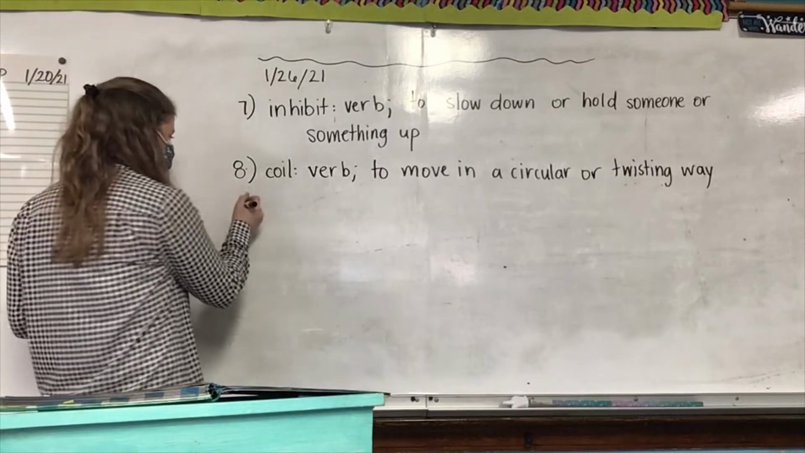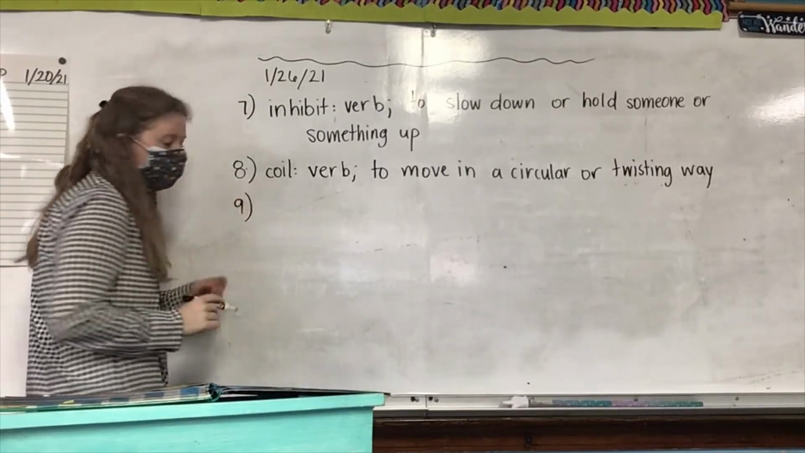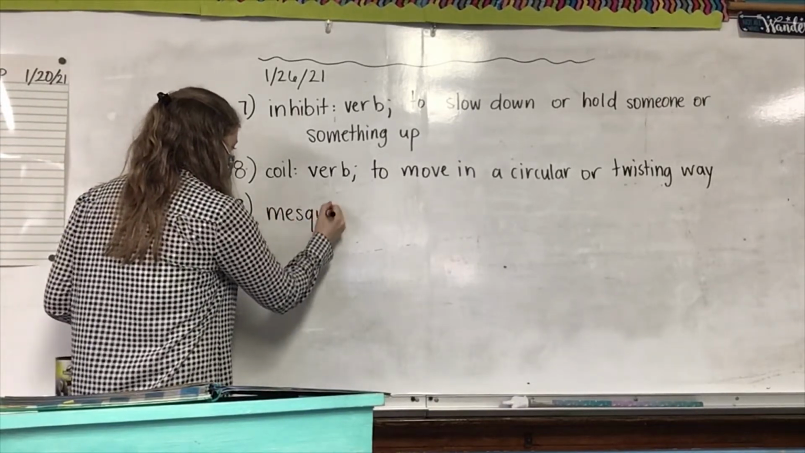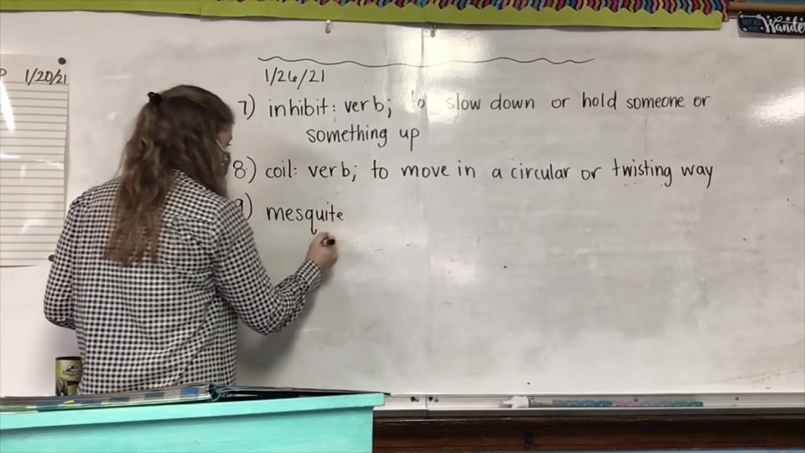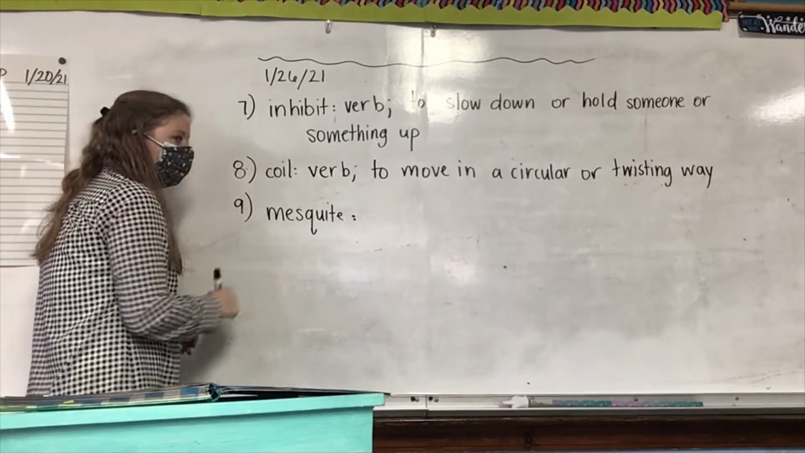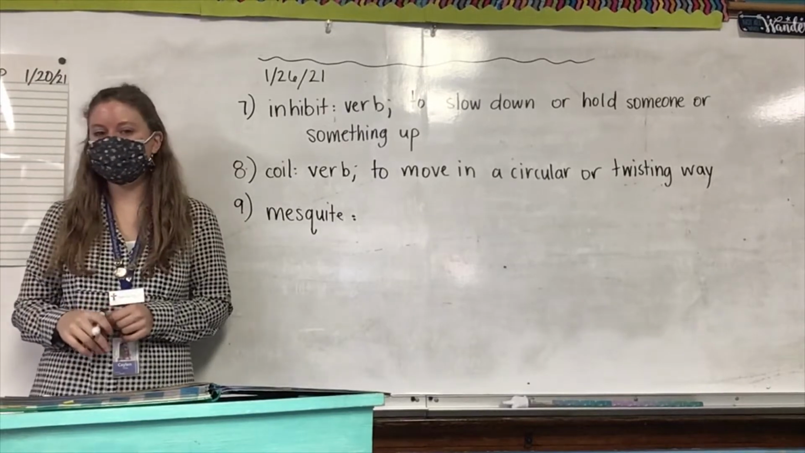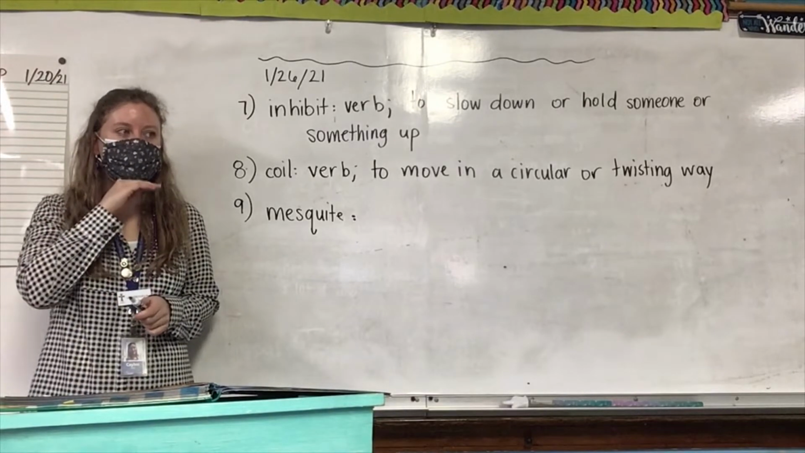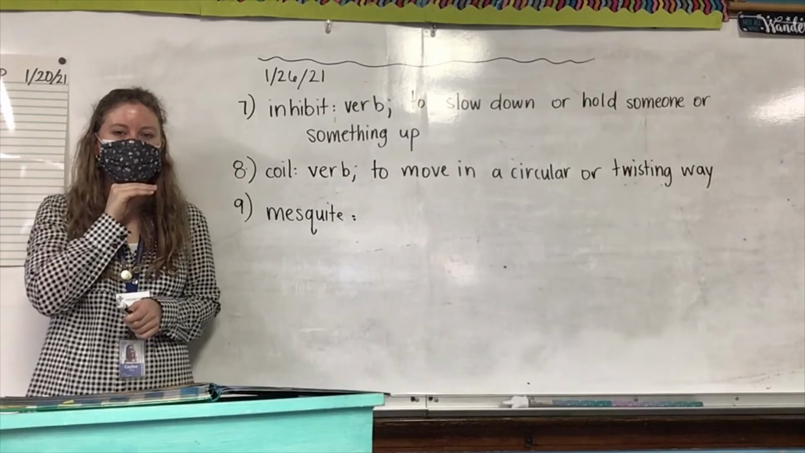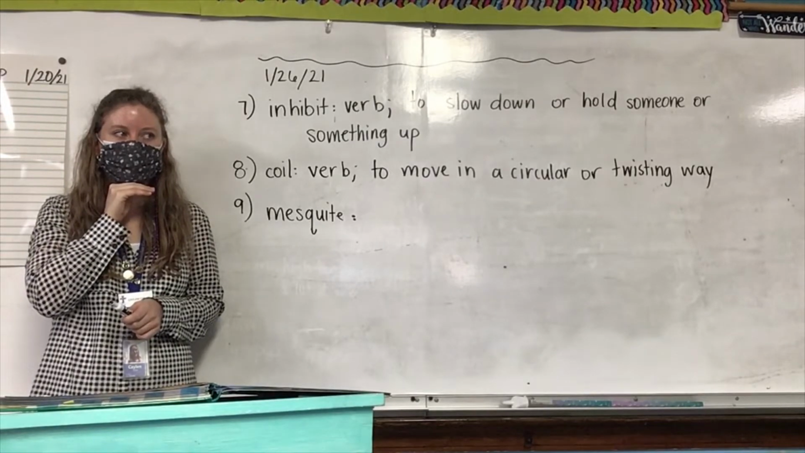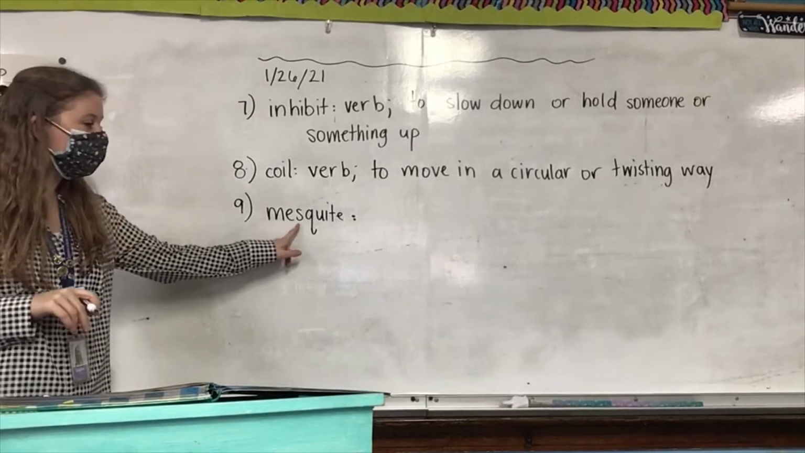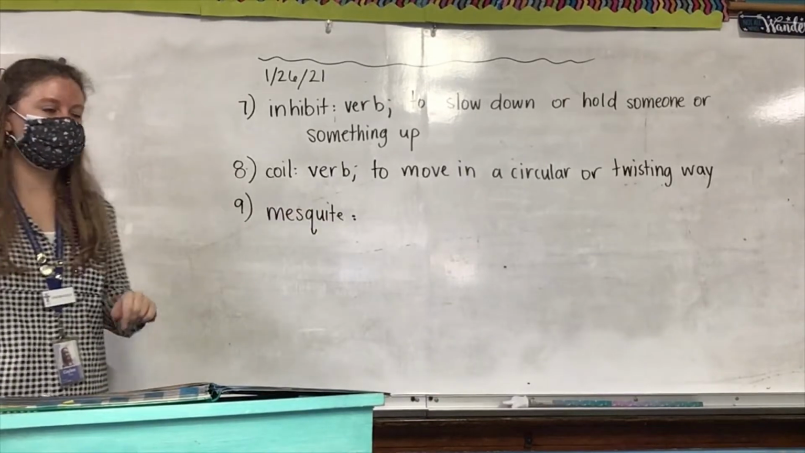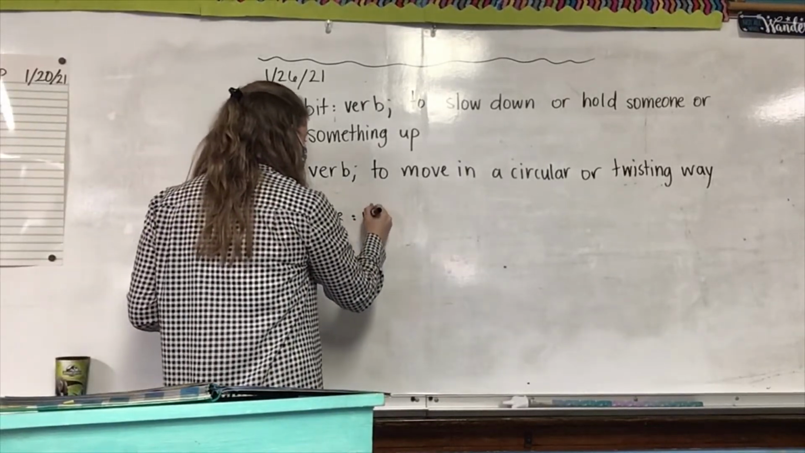That's okay. Number 9. So Cullen, this is your last word. Is the word mesquite. Mesquite. How many syllables does mesquite have? Michaela? 2. Mesquite. How many times does your chin hit your hand? Mesquite. 2. M-E-S is the first syllable, mes. Q-U-I-T-E, kite, is the second syllable. Mesquite is a noun.